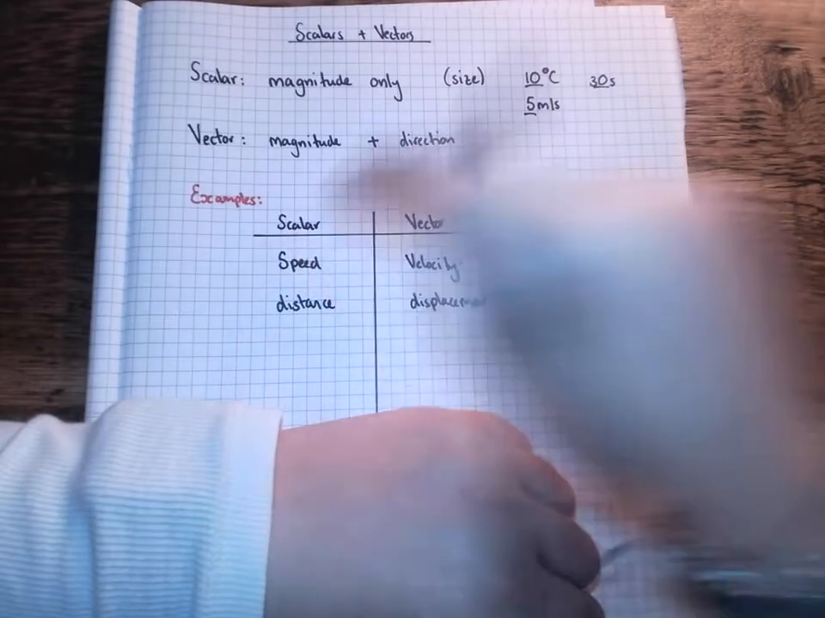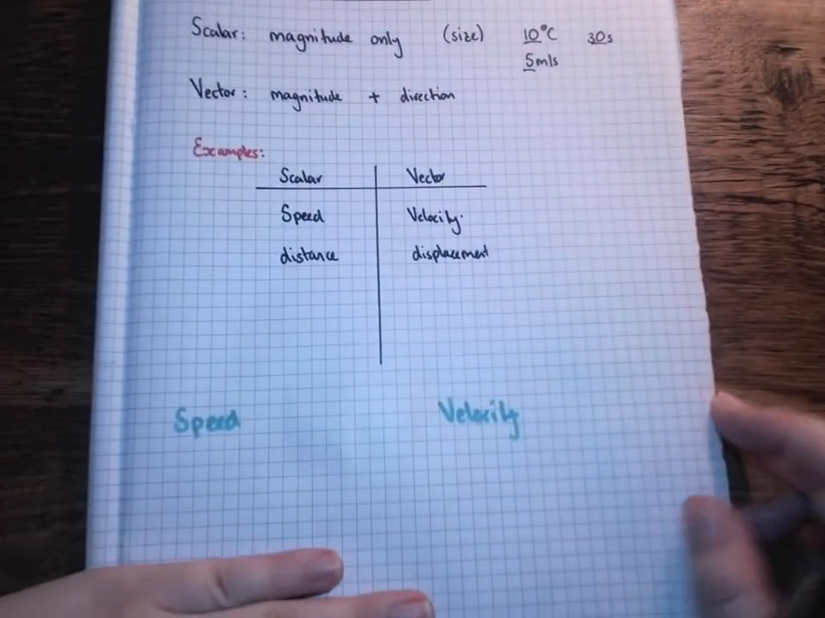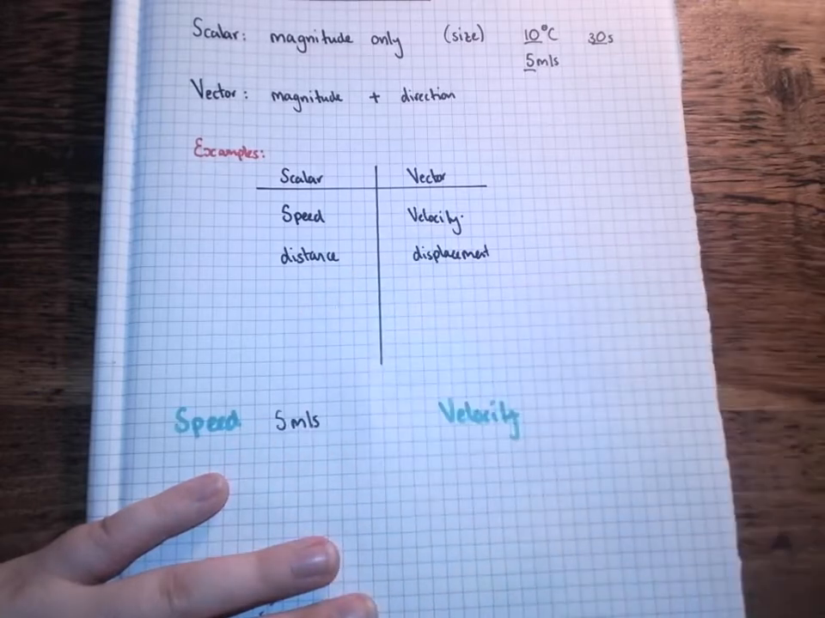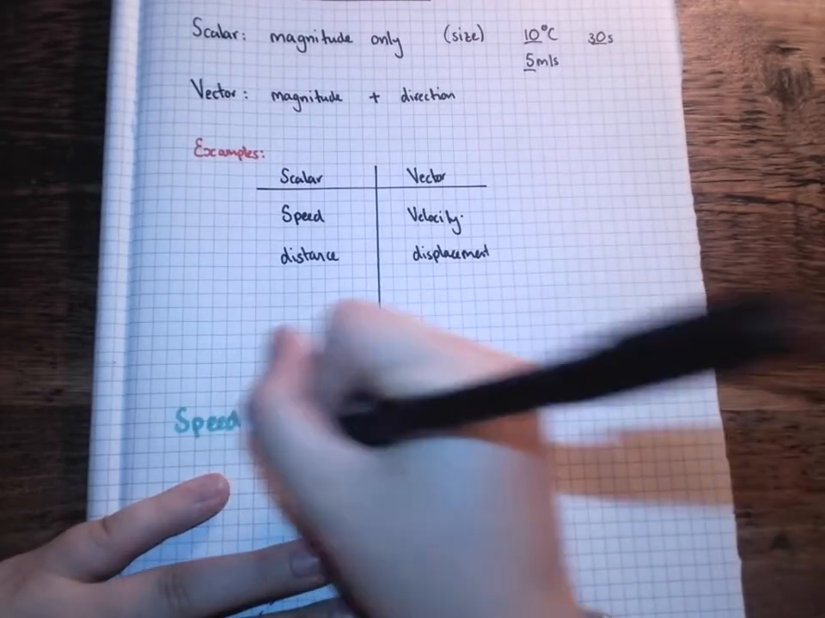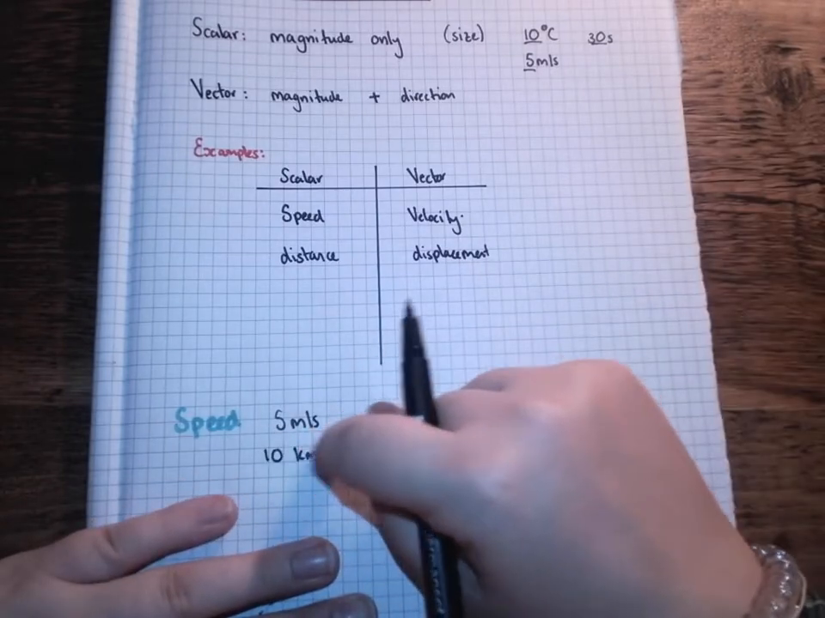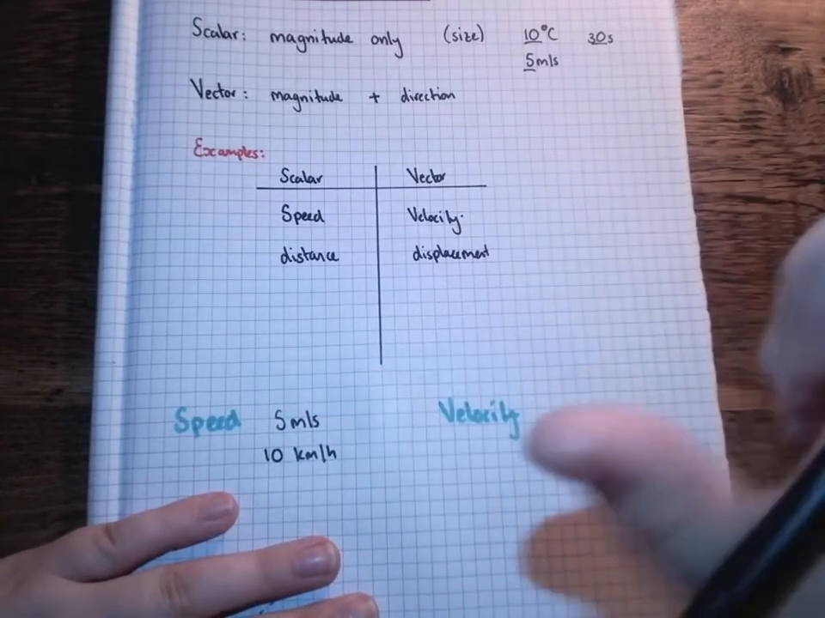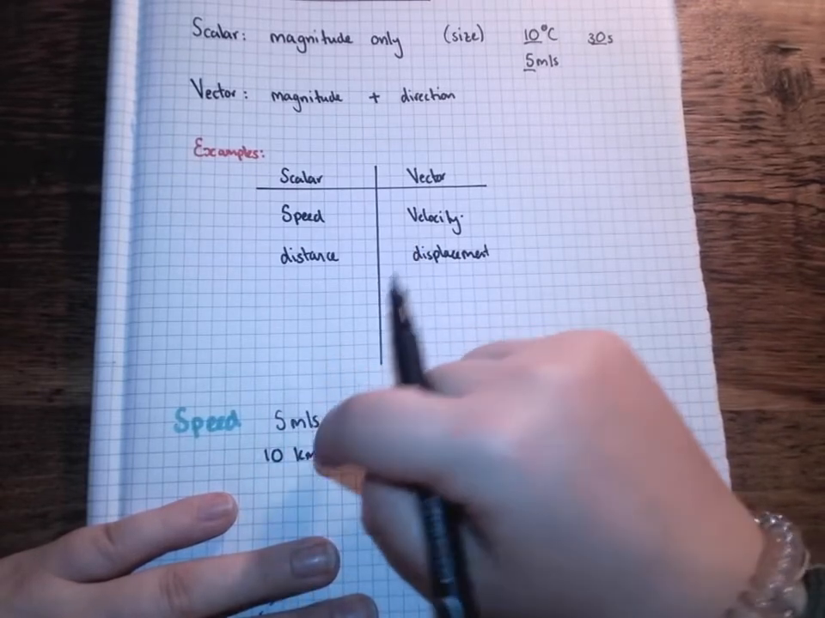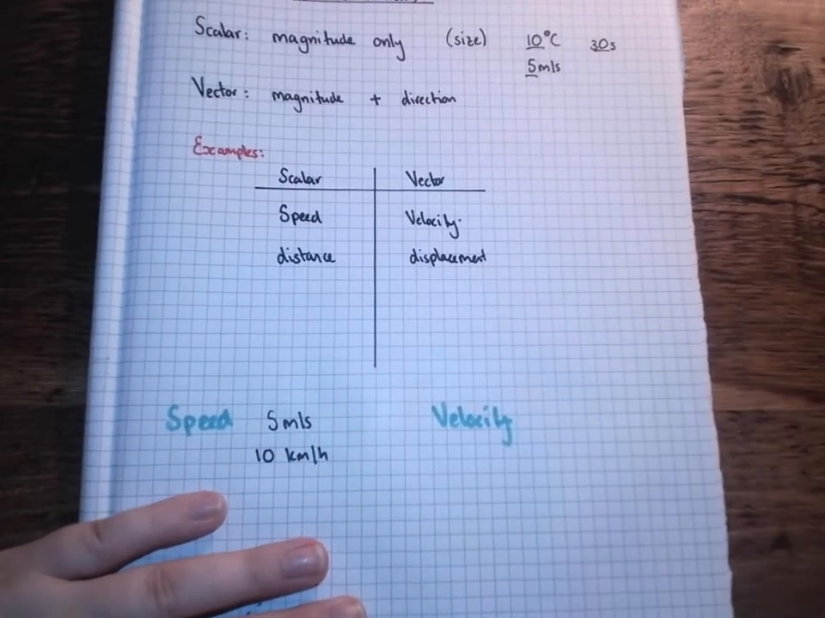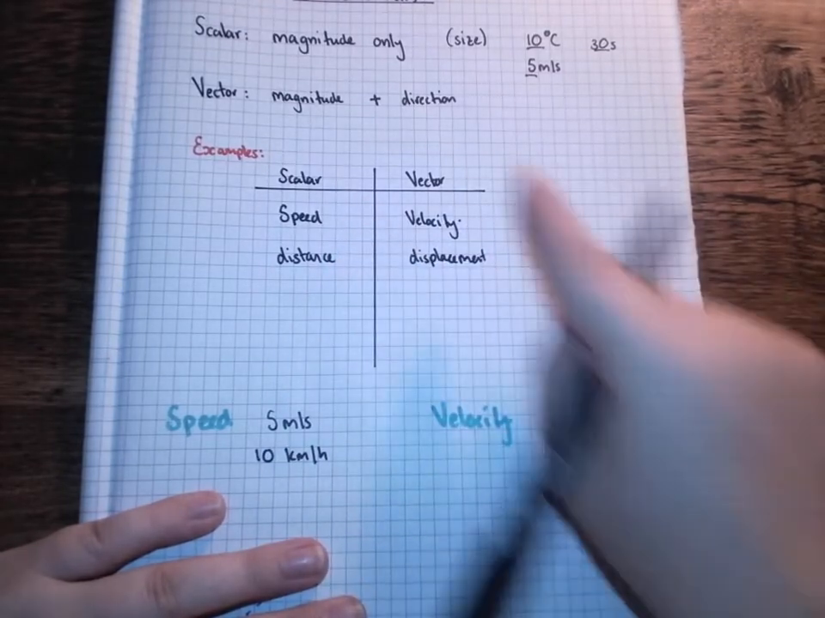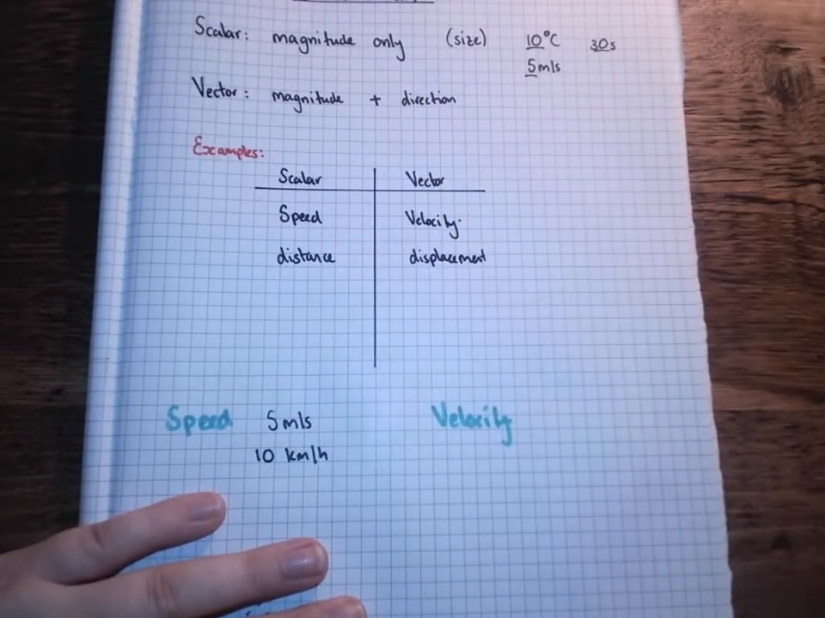Speed is a size. If I was looking at speed, I could say something is traveling at 5 meters per second, or let's say 10 kilometers per hour. It has just the magnitude. It's just how fast it's traveling. For speed, I only need to know how fast that thing is. Whereas velocity takes into consideration which direction it is moving in.